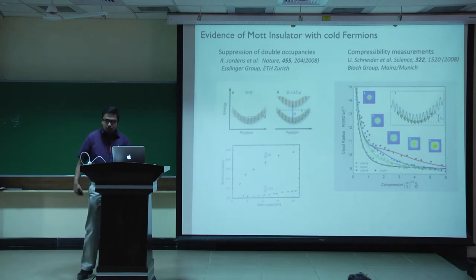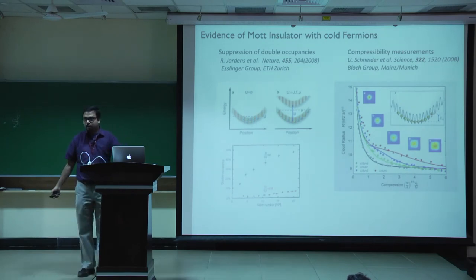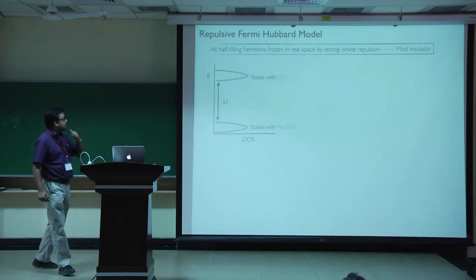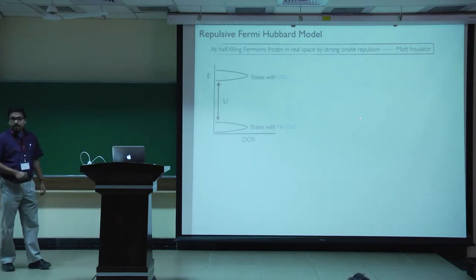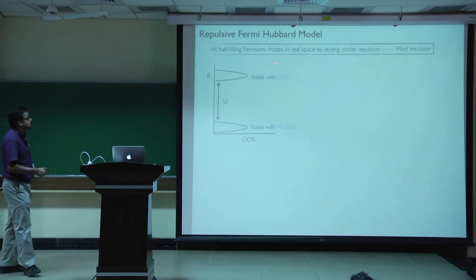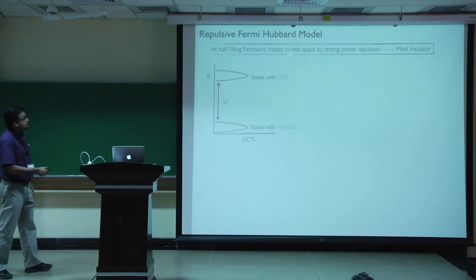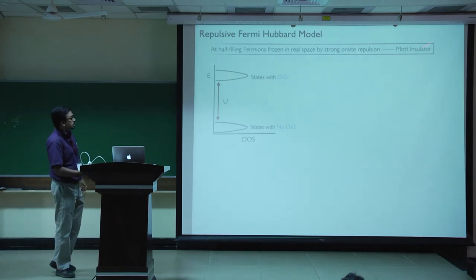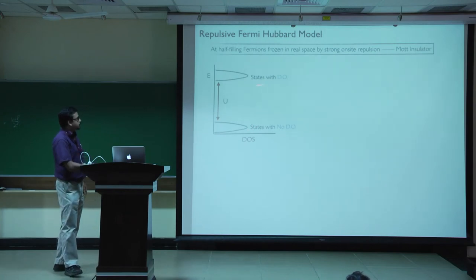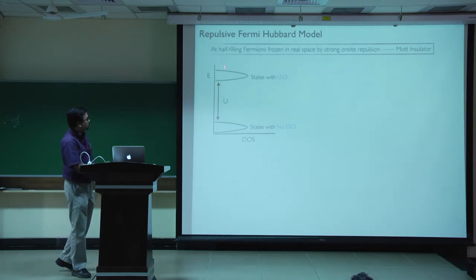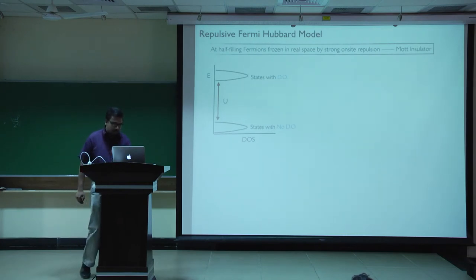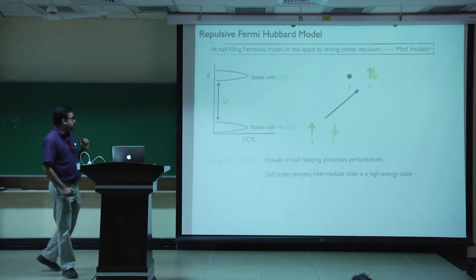Great. So what about the rest of this? We have seen Mott insulators. What about seeing antiferromagnet, superconductivity, and so on? And herein lies the rub. At half filling, these are frozen in real space due to strong on-site repulsion, which is the Mott insulator. So the picture is you have states with no double occupancy, and there are states with double occupancy separated by a gap U. However, all the motion is frozen.